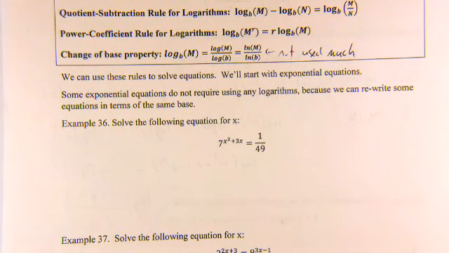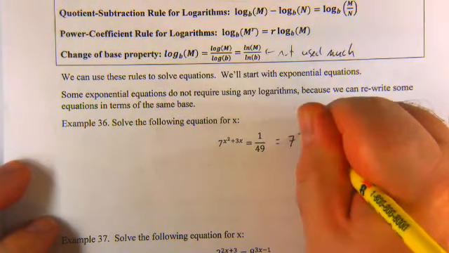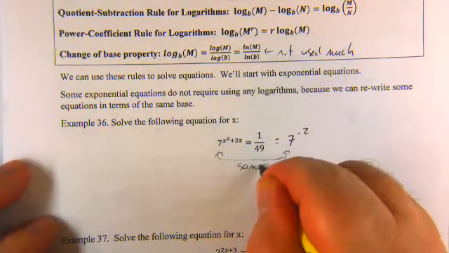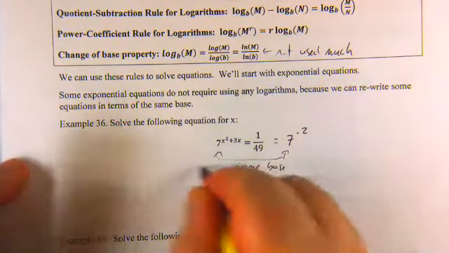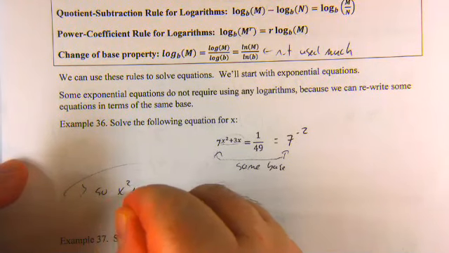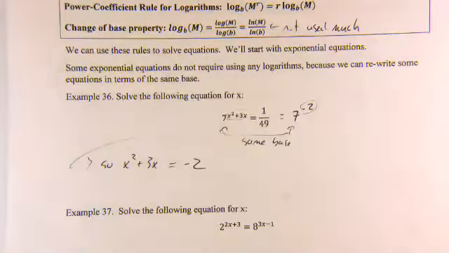So suppose we want to solve this equation: 7 to the x squared plus 3x equals 1 over 49. We know that 1 over 49 is 7 to the minus 2. And so now we've rewritten it so it has the same base. So what does that mean? This exponent has to equal that exponent. That's just a quadratic equation.